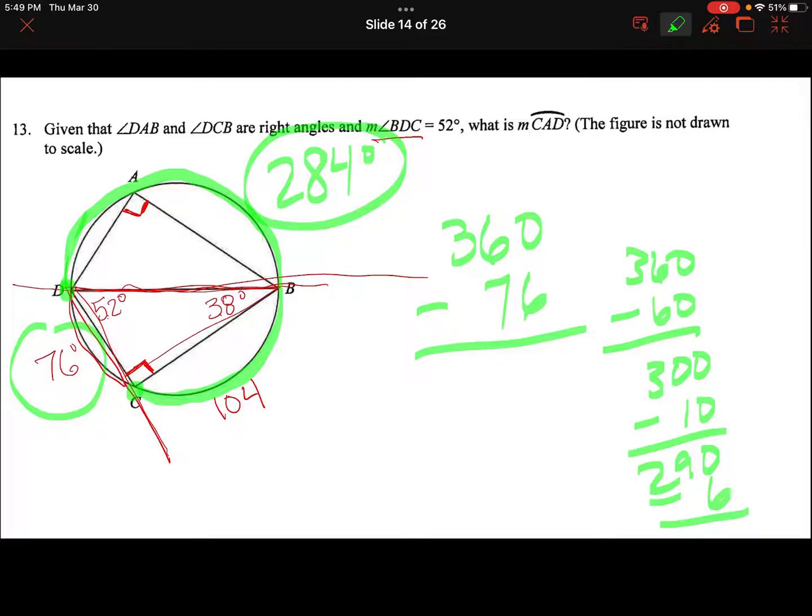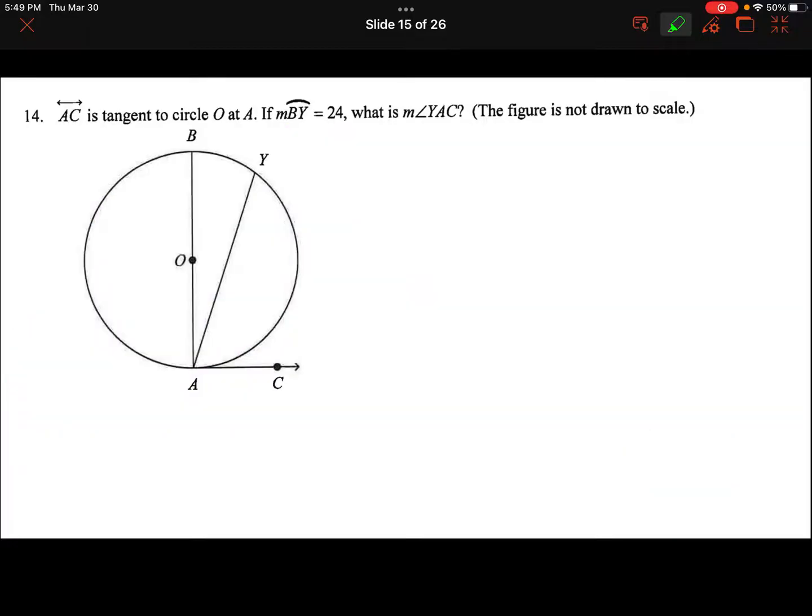It's important. You'll learn how important someday, if you don't already know. Okay, 14. AC is tangent to circle O at A, which means that this is a right angle, but I don't think we need that information. We'll see. The measure of arc BY is 24.